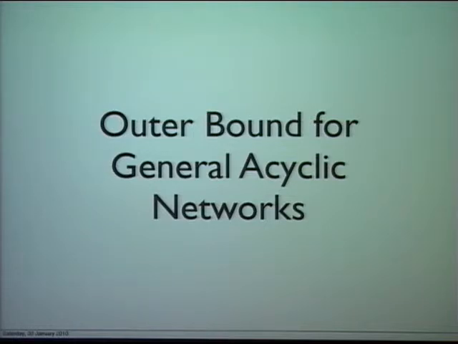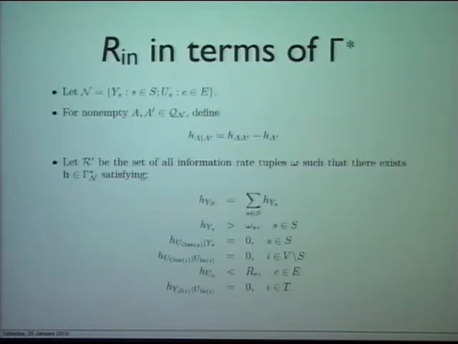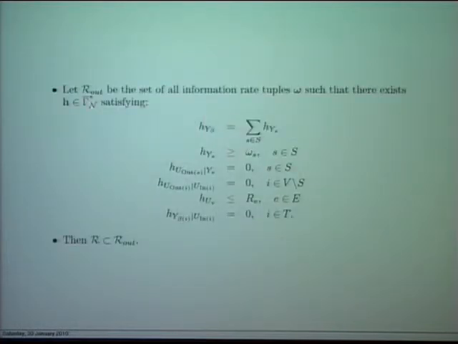Now, I finished talking about the inner bound, and I'll talk about the outer bound. The outer bound is essentially the same thing as the inner bound, except for something I have put in red. Now you define this region R prime, and then you take the convex closure and make it into R in. Here, there exists H in gamma n star, without a bar. In the outer bound, this is replaced by gamma n star bar. You take the closure. So this is one difference between the inner bound and the outer bound.